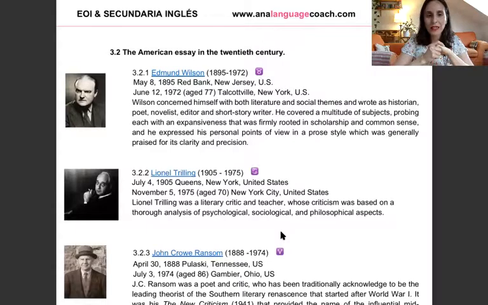Then we have Lionel Trilling. Lionel Trilling is, as you can see, Cancer, and he was living in New York, and he lived till 1975, age 70. Lionel Trilling was a literary critic and teacher whose criticism was based on a thorough analysis of psychological, sociological, and philosophical aspects.